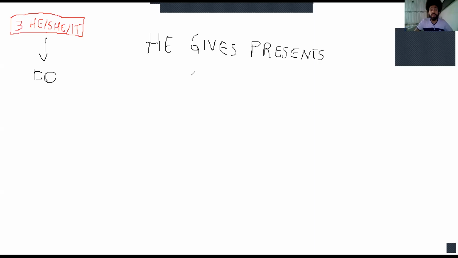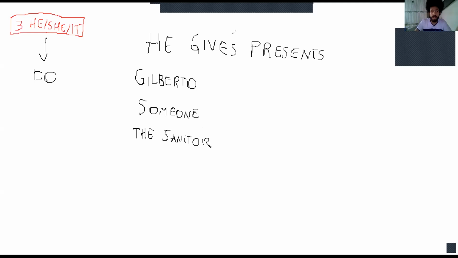For example, we have here our example from before. He gives presents. So, it's third person because we are saying he. But it keeps being third person if we say Gilberto gives presents. Não perguntem por que eu escolhi Gilberto e não um nome menor, por exemplo, foi o que apareceu na minha cabeça. And we can say also someone gives presents or the janitor gives presents. Gilberto, alguém, e o faxineiro dá presentes. Todos esses são terceira pessoa, mesmo que a gente não esteja usando a palavra he, nem she, nem it.